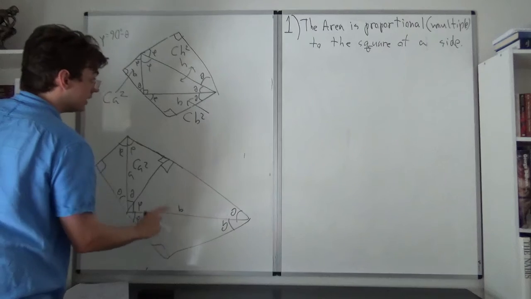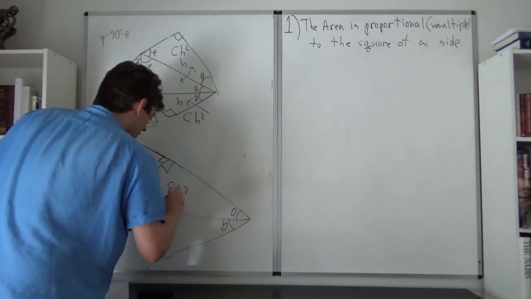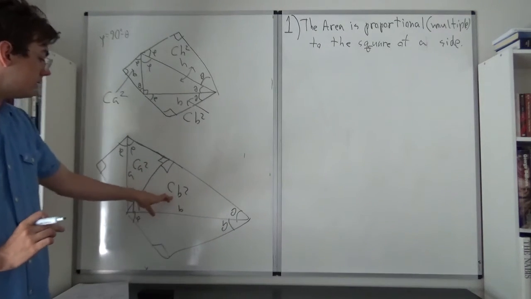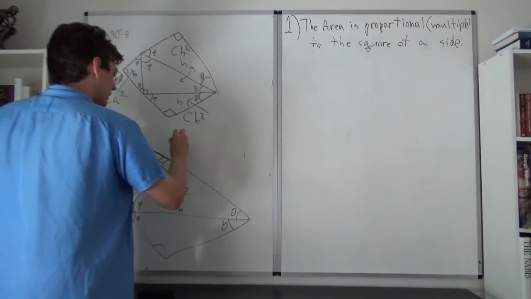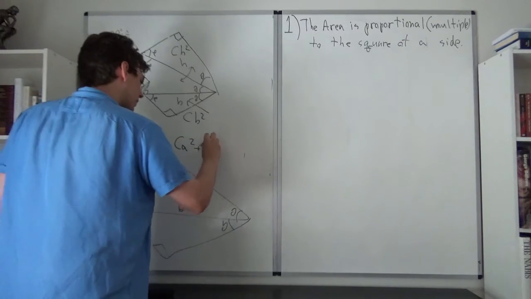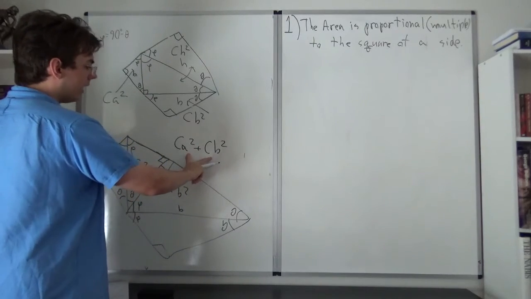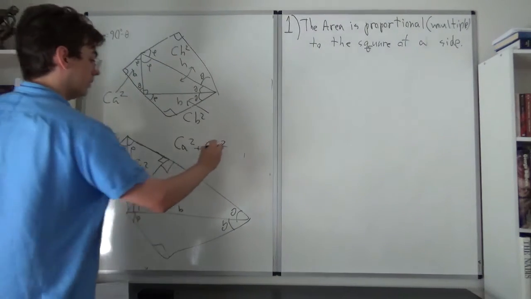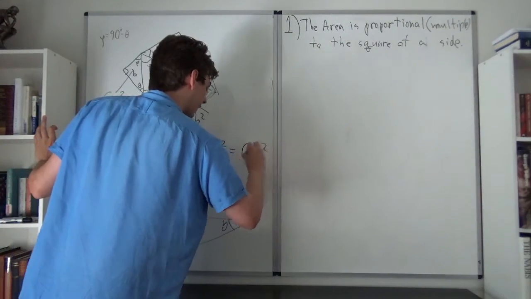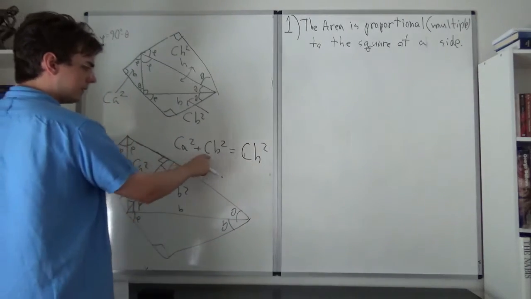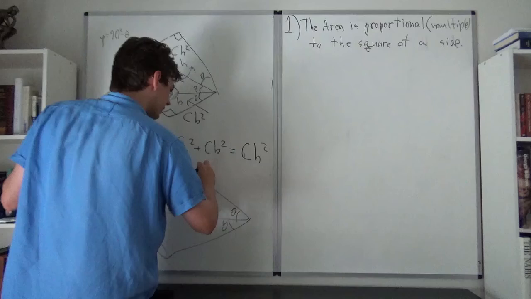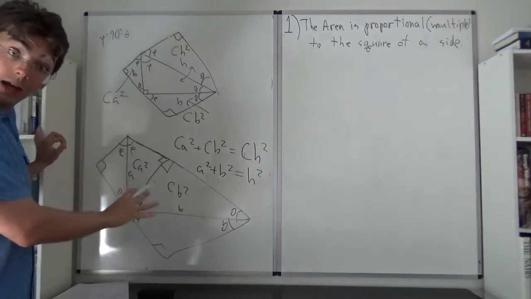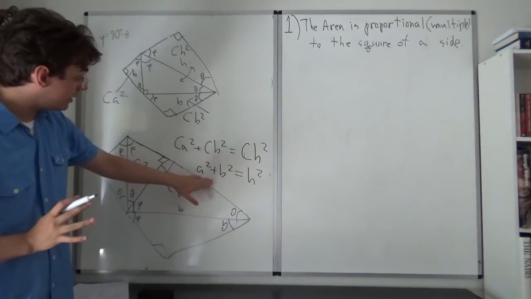We know the area of this one is CB squared. So the area of this whole triangle here is CA squared plus CB squared. And the thing about that is, I also have another way of writing that out: CH squared. And I see, look, you have the C over and over again. I don't need that anymore. I can just write A squared plus B squared equals H squared. Okay, so we got the Pythagorean theorem.